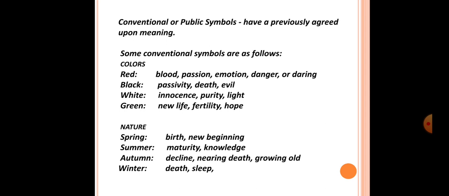Then if we take symbols from nature, and if we talk about different seasons, spring stands for birth and new beginnings. Summer symbolizes maturity. It symbolizes knowledge. Autumn symbolizes decline or nearing death or growing old. And winter symbolizes death or sleep.